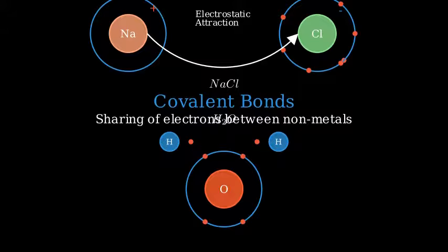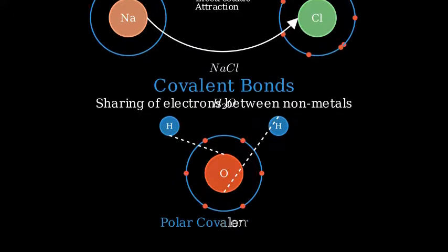Oxygen has 6 valence electrons, and each hydrogen has 1 electron. By sharing electrons, oxygen can complete its octet, and both hydrogen atoms can achieve a stable configuration similar to helium. Covalent bonds can be either polar or nonpolar, depending on whether the electrons are shared equally. In water, oxygen pulls electrons more strongly than hydrogen, making it a polar molecule.